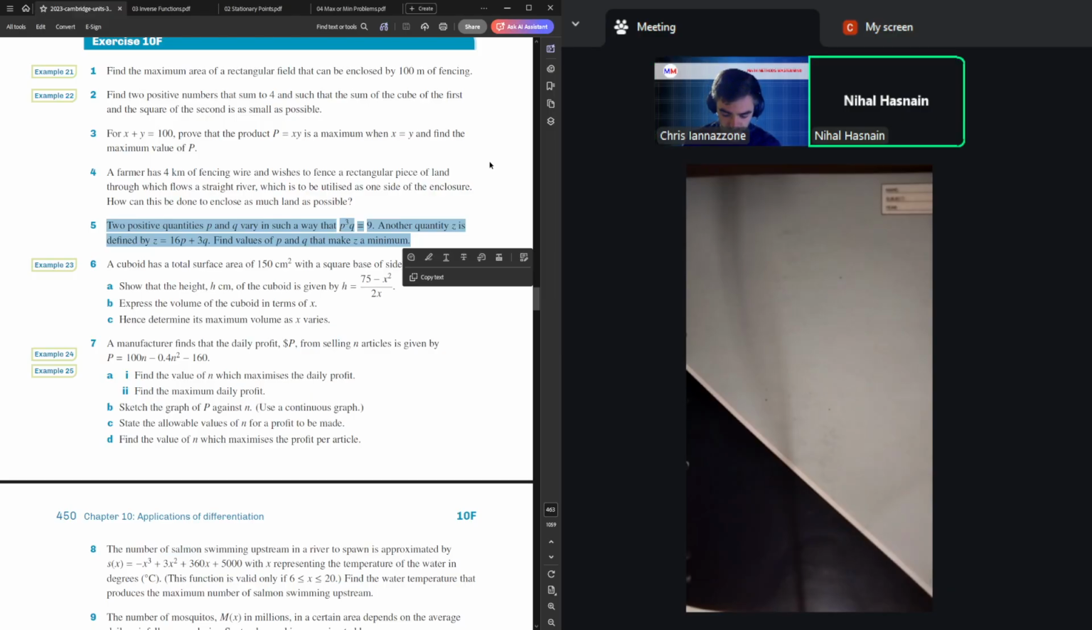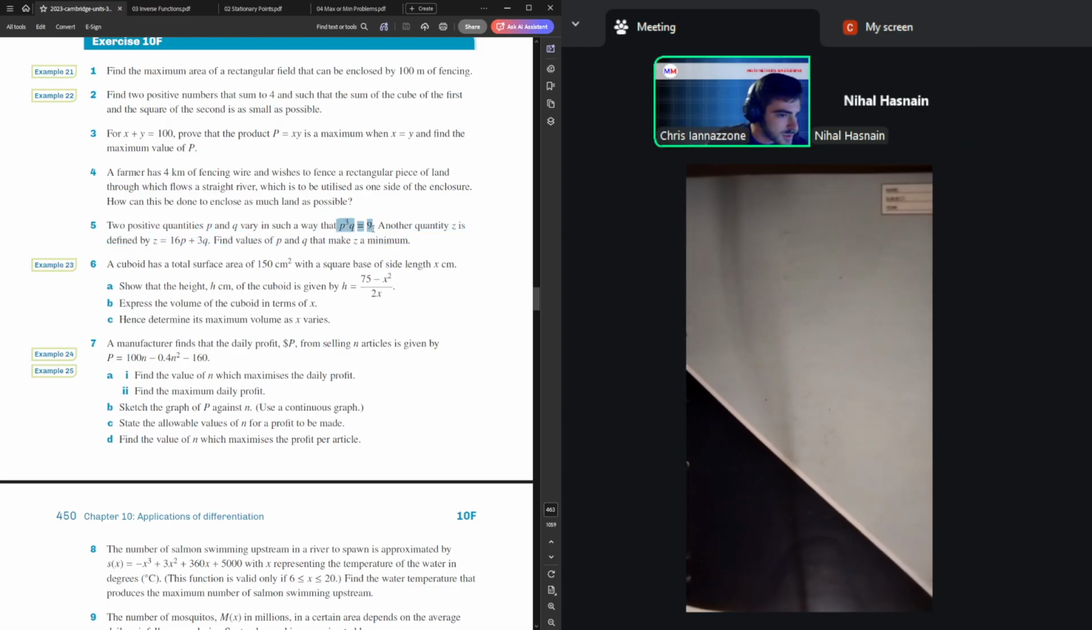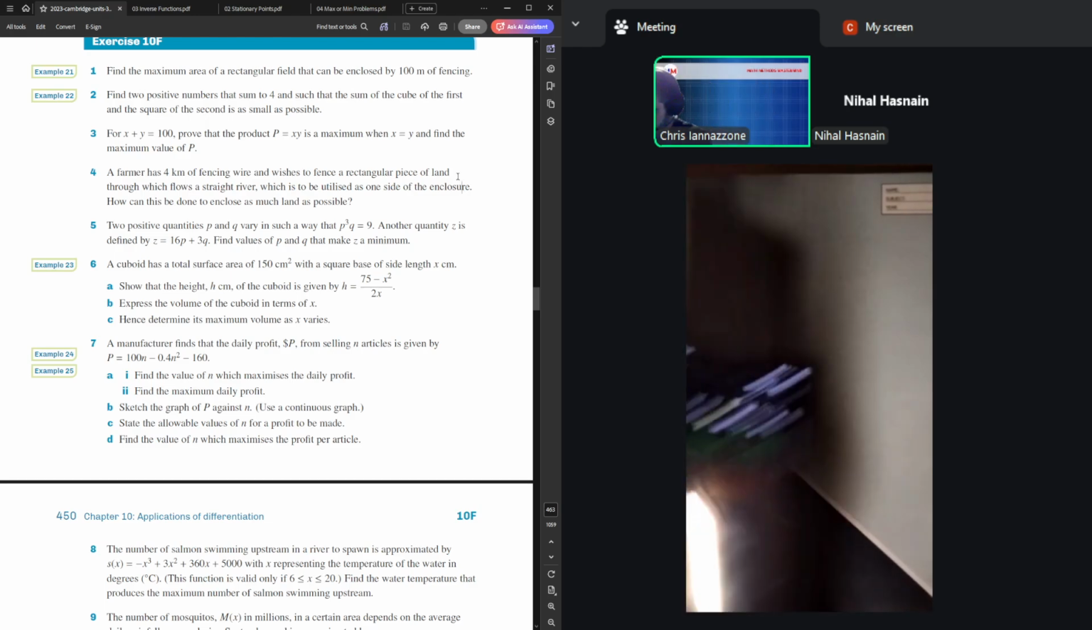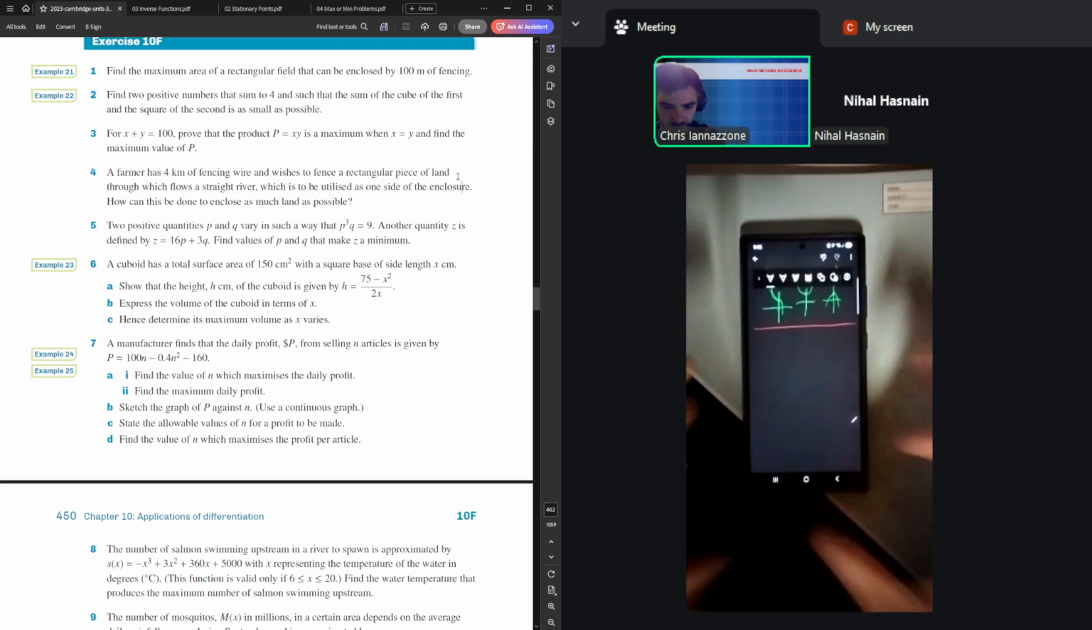Yep, let's do it. We've got this equation: find the values of p and q that make z a minimum. That's a bit odd. Normally you'd get one variable in terms of another. In this case, we're getting two variables controlling one. That's interesting. Let's see how we go. I'll start writing out the relevant stuff, and in the meantime, have a think about how we might start.